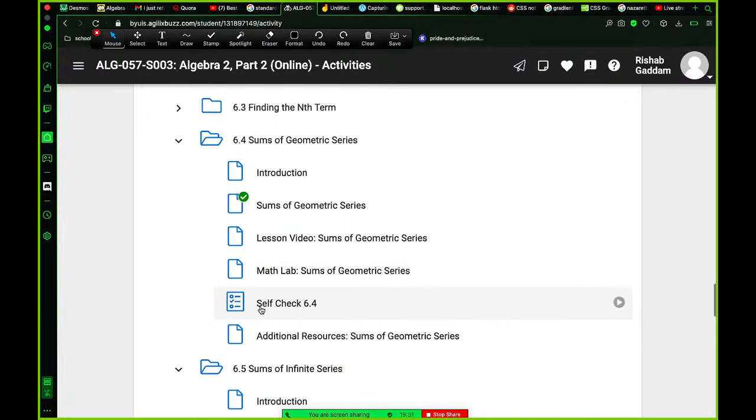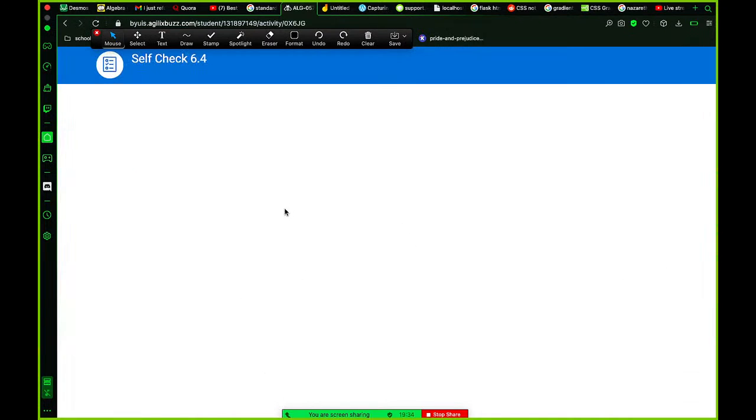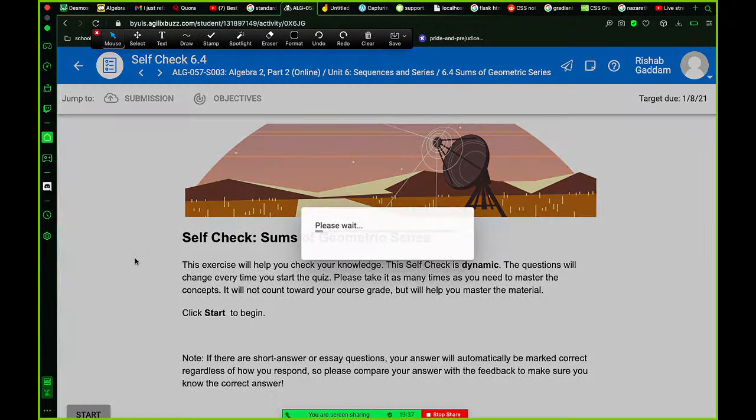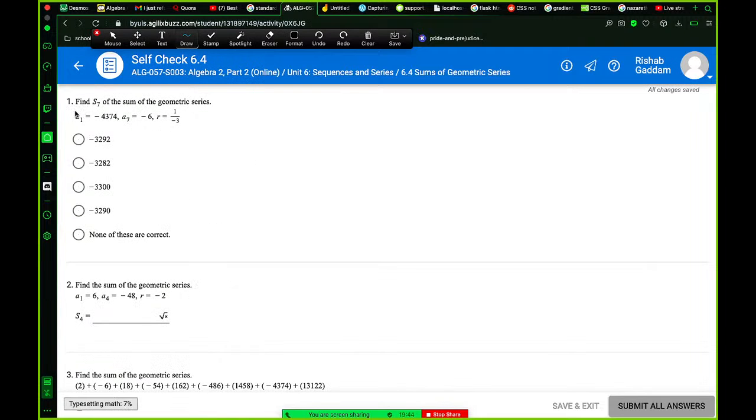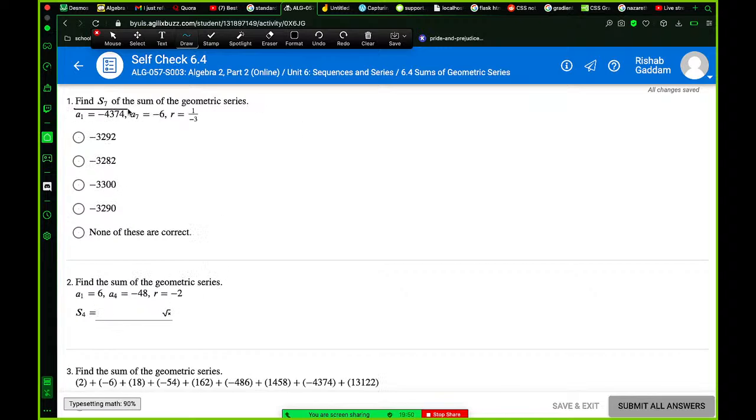Okay, so 6.4, self-check. So this is the sum again. We're going to practice the sum first. So start that. And let's get the drawing tool. And boom. Find S7 of the sum of the geometric series. So it's saying find the sum until the 7th term. So basically they gave us the A7 and they gave us A1 and they gave us R. So that's basically all we need to use that formula to solve this equation.